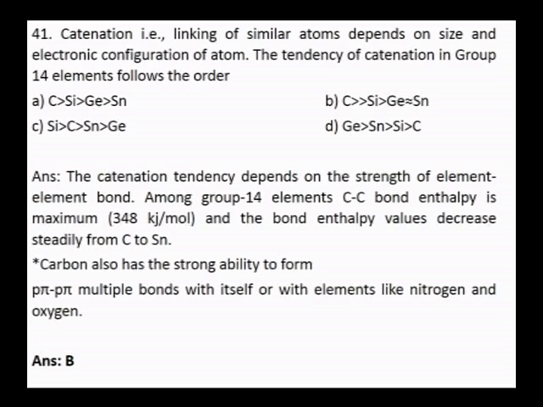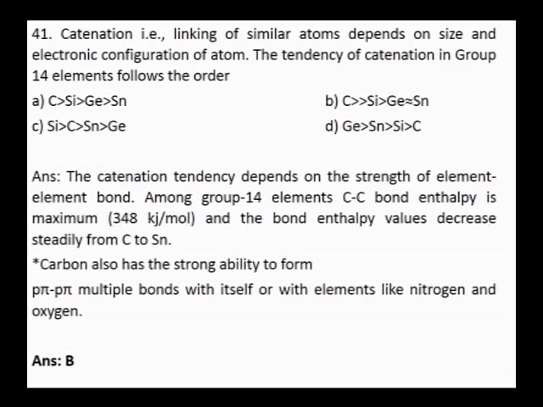So the options are given as A, B, C, D, and the catenation tendency, as I said in the earlier synopsis, the catenation property depends on the strength of the element bond, and among group 14 elements, the carbon-carbon bond enthalpy is maximum. It has a high bond enthalpy and it decreases from carbon to tin.